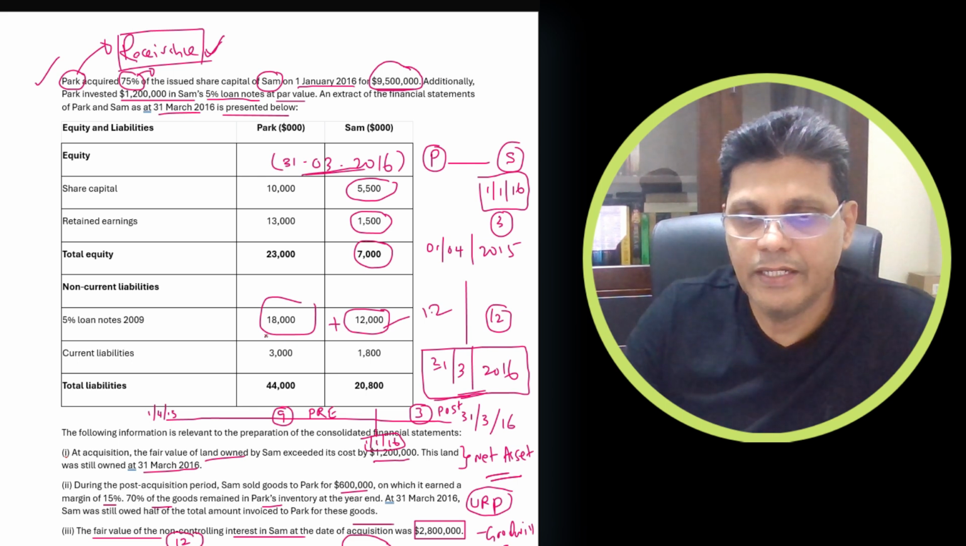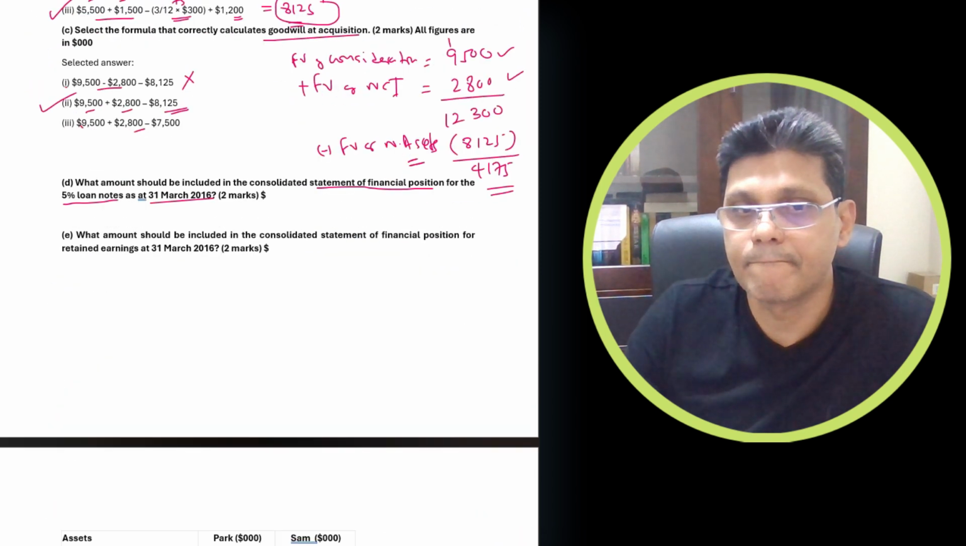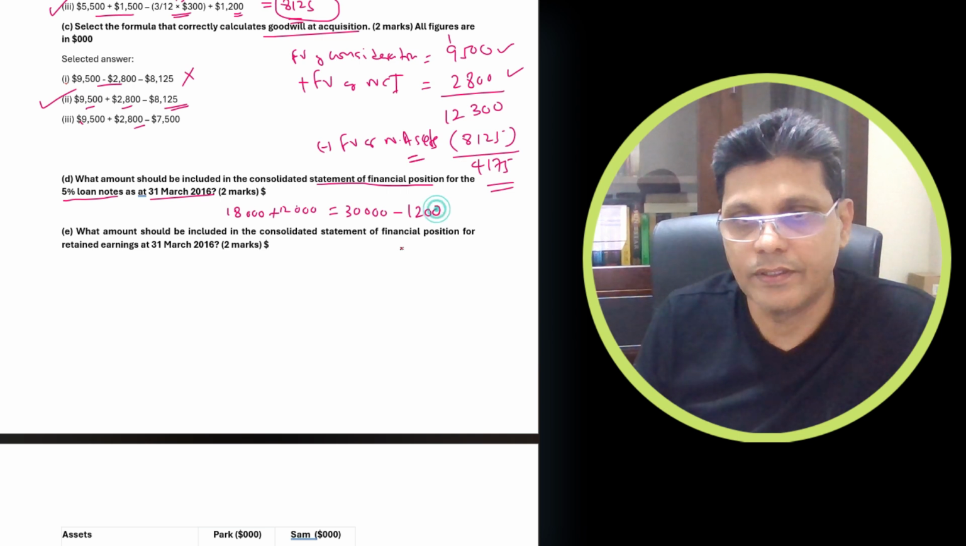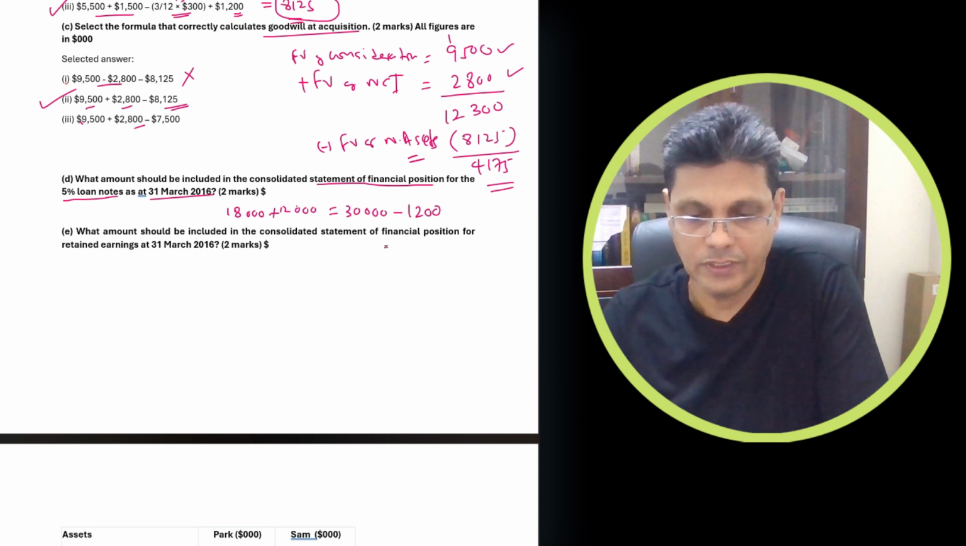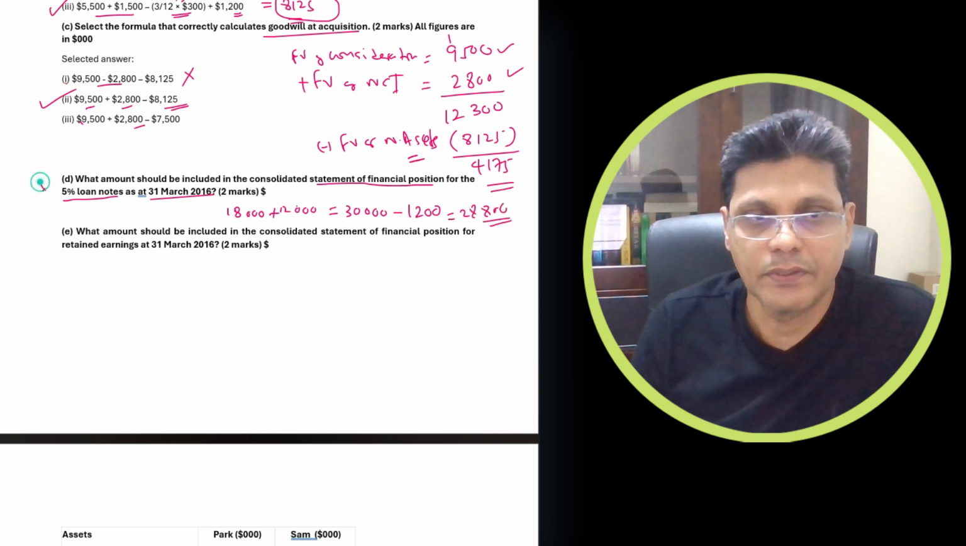So when you take this total, 18 plus 12, how much is that going to be? 18 million plus 12 million, it will be 30 million minus 1,200,000. So once you deduct this, it's going to be 28,800,000. So 30 million minus 1.2 million is 28,800,000. Okay, so this is the correct answer for this particular question.